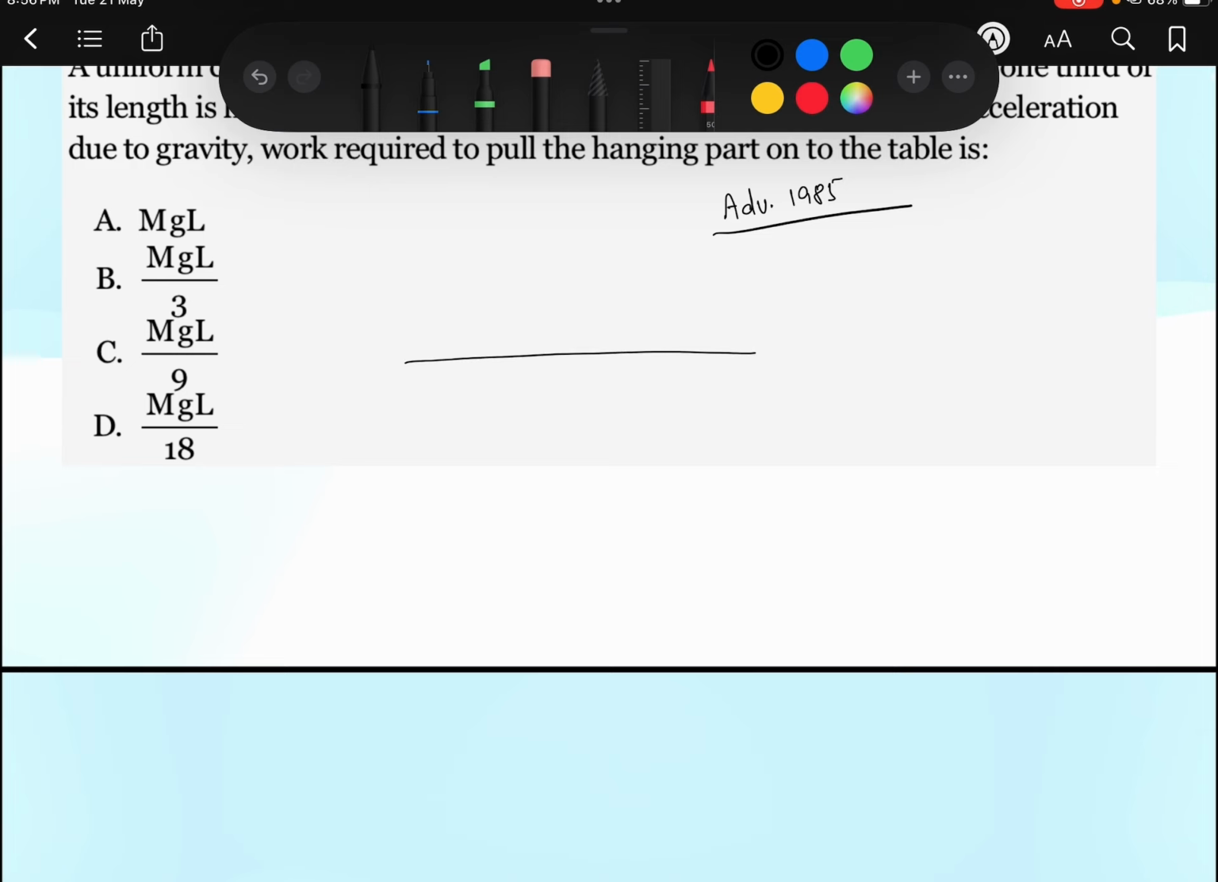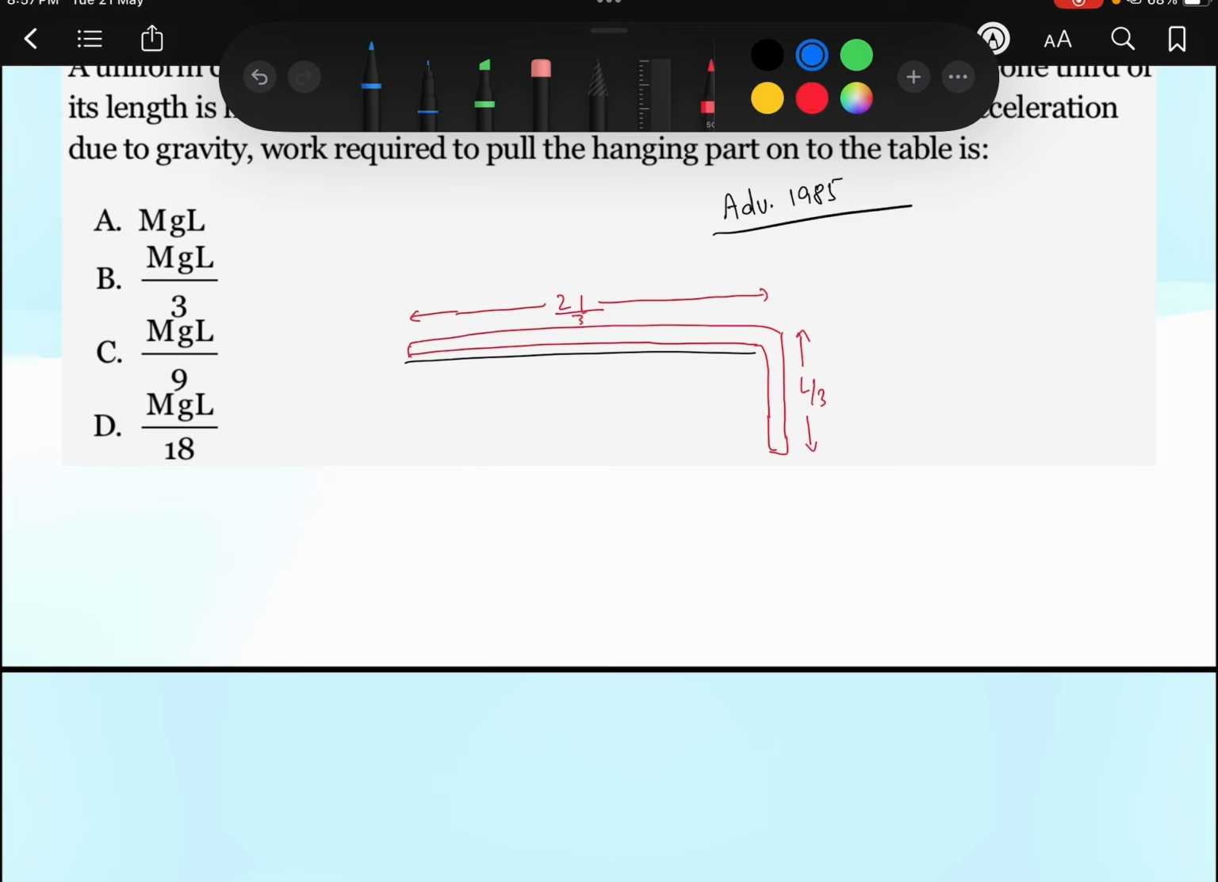This is our table, let us suppose, and this is our chain. Let us suppose this chain length is L and one third of its part is hanging in downward direction like this. This is the L by 3 part, and the length on the table is 2L by 3. So two-third of this part is on the table and one-third of the part is hanging in the downward direction, vertically downward.